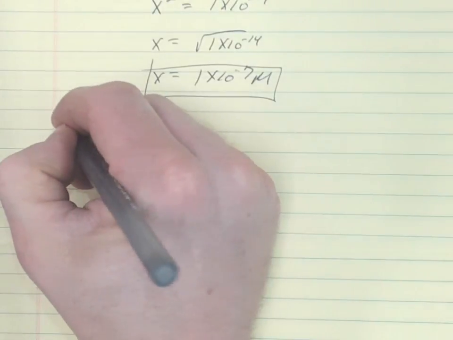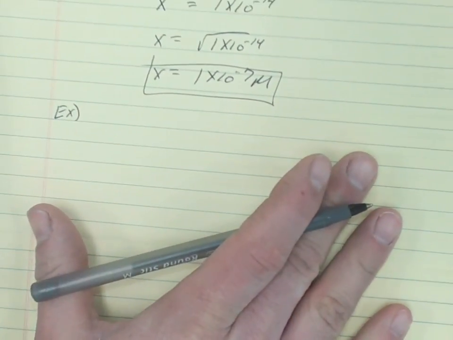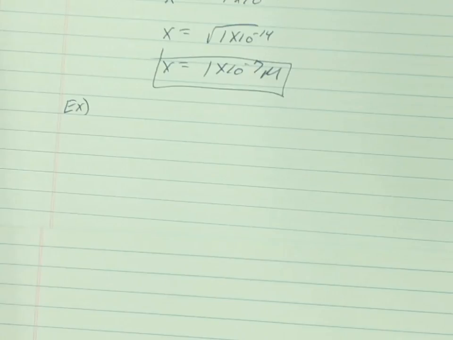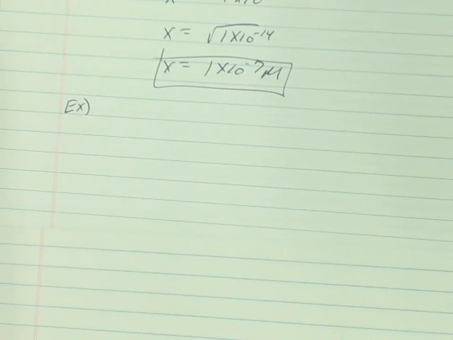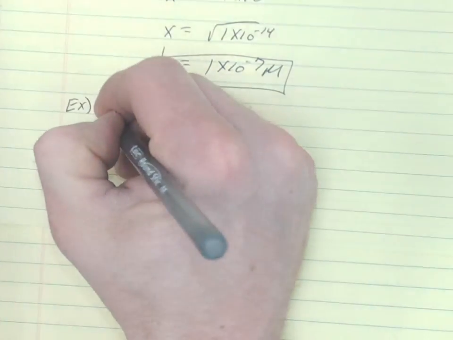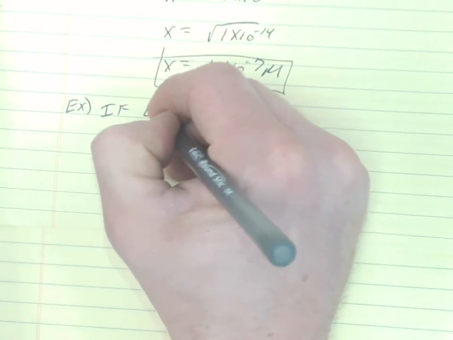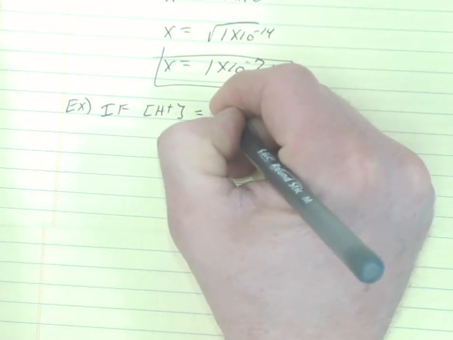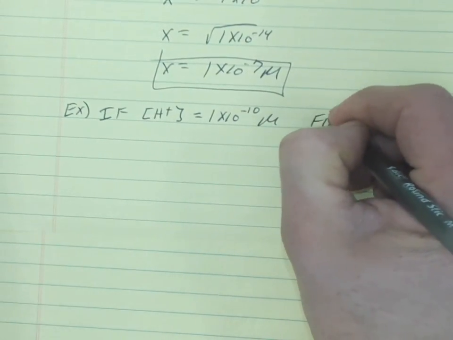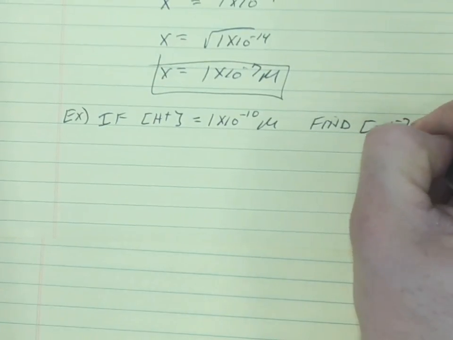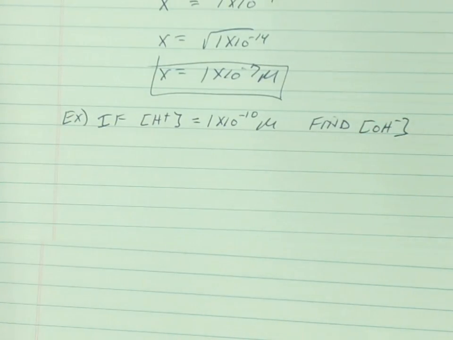Now, let's do a quick example to find out, if you have a solution where H plus is not 1 times 10 to the negative 7th, could you find the concentration of the other species, hydroxide? So here's the example. If H plus is equal to 1 times 10 to the negative 10th molar, find the concentration of hydroxide.